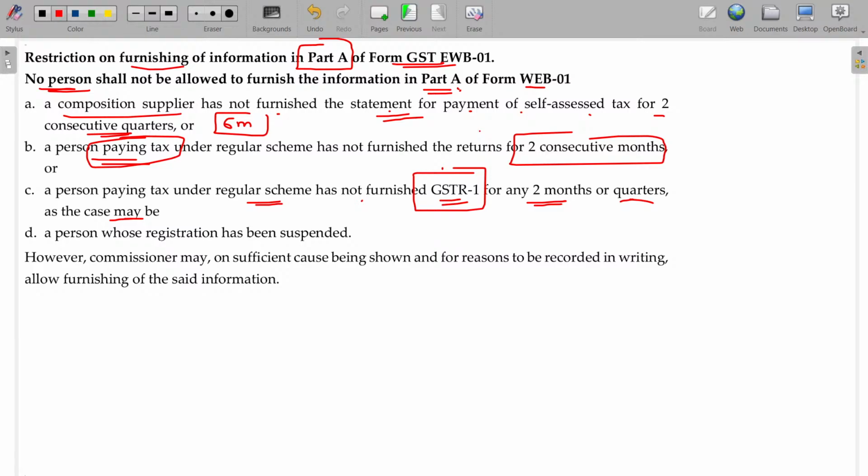A person whose registration has been suspended temporarily. In that case also, you are not allowed to fill the Part A of the GST e-way bill. However, the Commissioner may, on sufficient cause being shown and for reasons to be recorded in writing, allow furnishing of the said information. The Commissioner may, on request, allow him to fill this. Generally not allowed. You need to get the permission from the Commissioner.